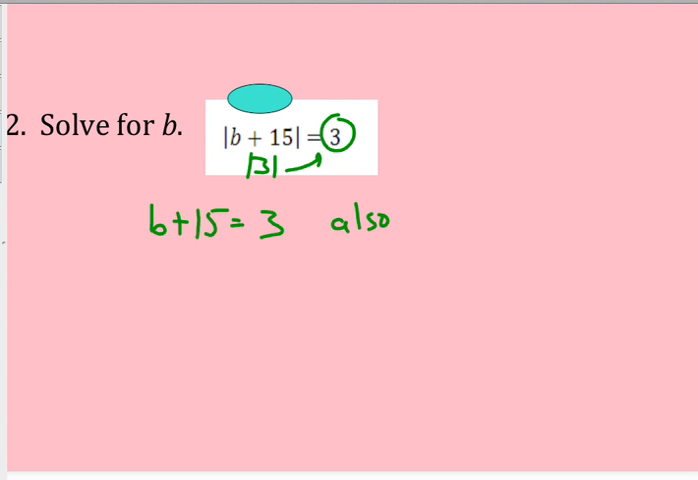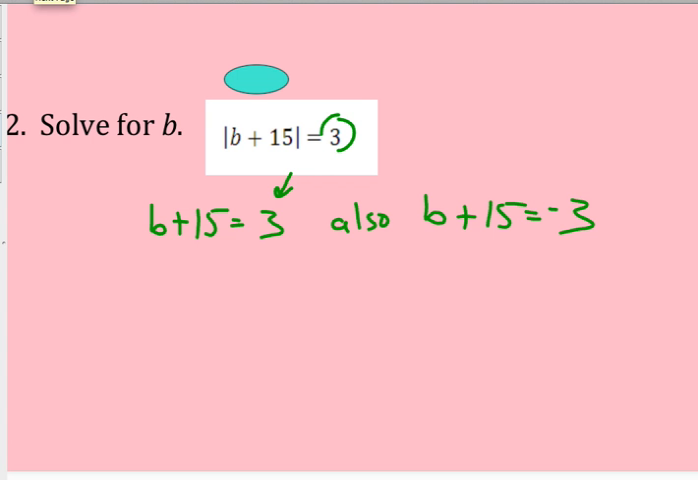Also, you could take the absolute value of negative 3. That equals 3. So basically what I'm saying is if I cover this up, what numbers could I plug in there and make this a true statement? Well, 3 and negative 3. So everything inside there, that absolute value, could equal 3, or B plus 15 could also equal negative 3.